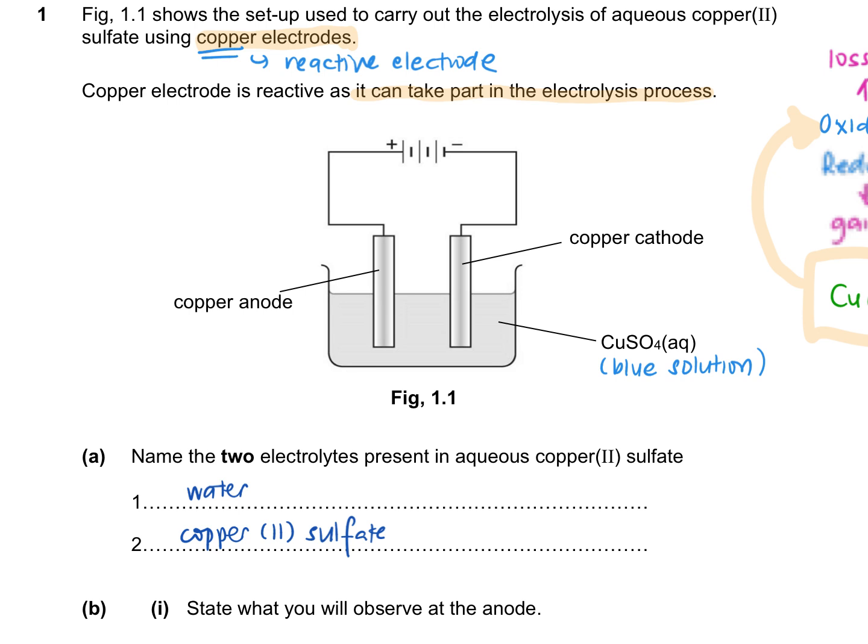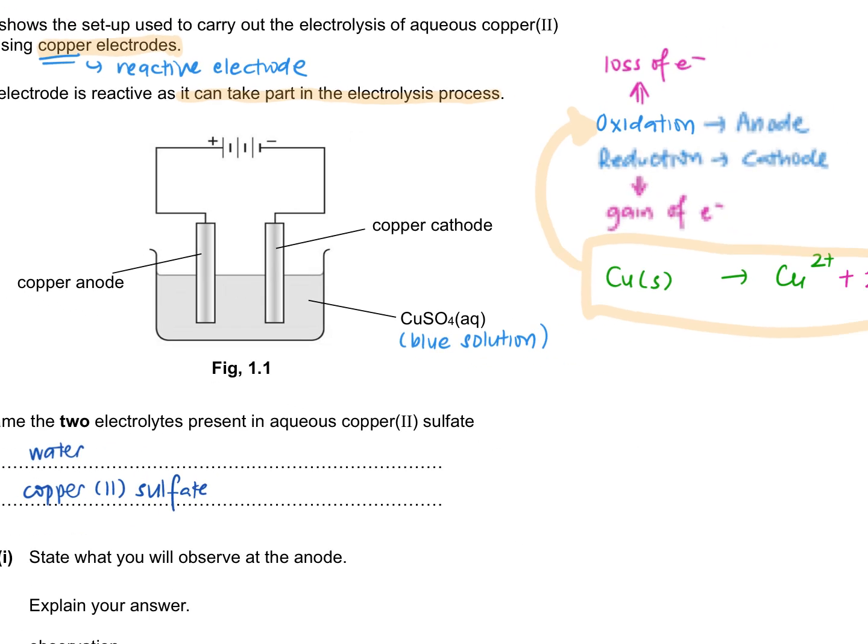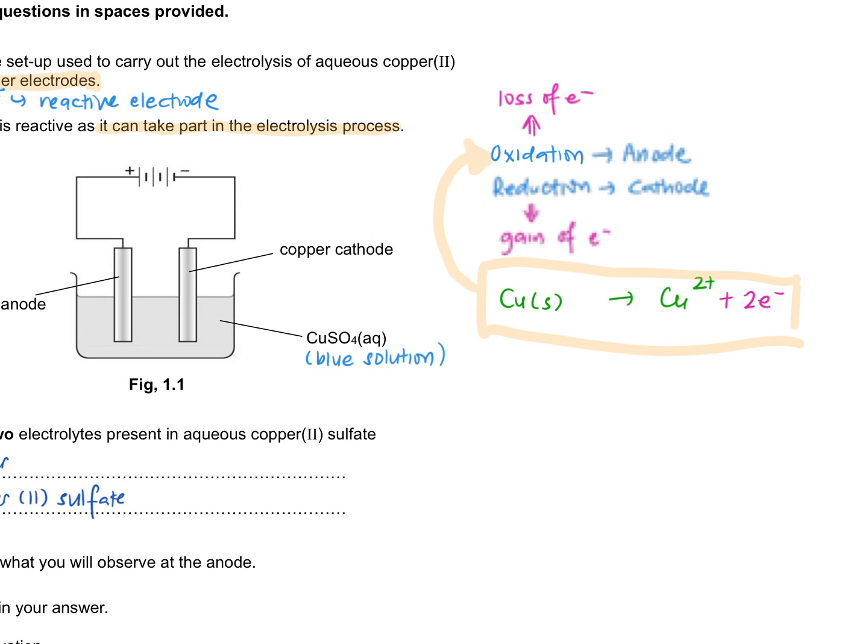Metal must be positive. What's the state symbol of Cu2+? Aqueous. Okay, can you add in aqueous here? Because you dissolve into the electrolyte.